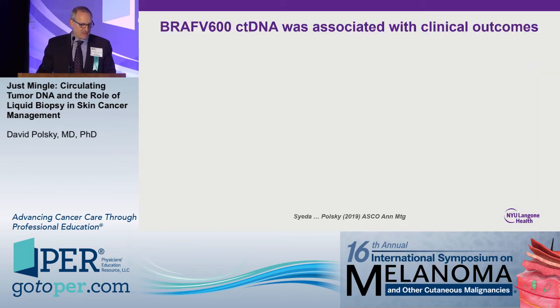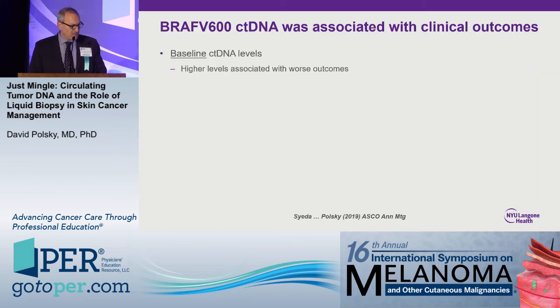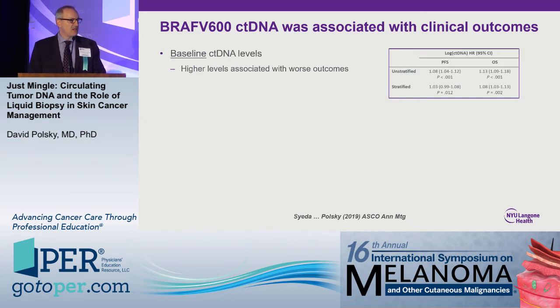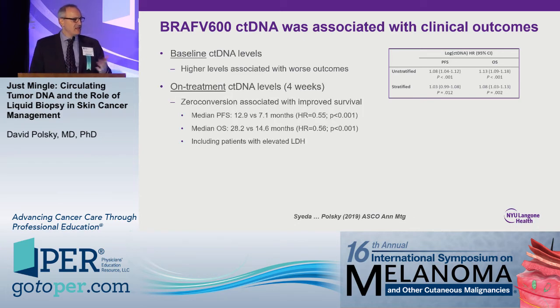Now, V600 ctDNA was associated with clinical outcomes at baseline, higher levels associated with worse outcomes as a continuous variable because we have a really quantitative measure, and that was for either an unstratified analysis or stratified analysis. Basically, the more you had at baseline, the worse the survival. And then on-treatment, we had the one measurement at 4 weeks.